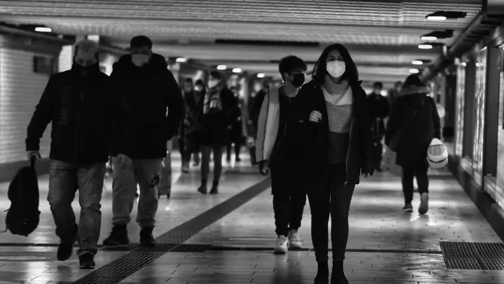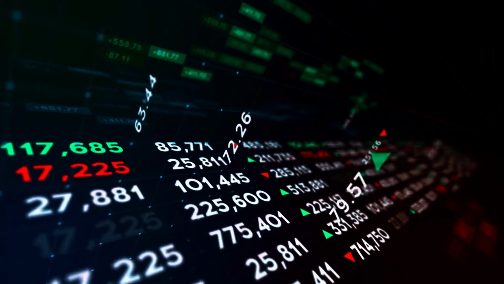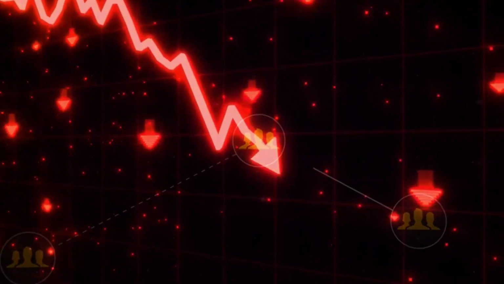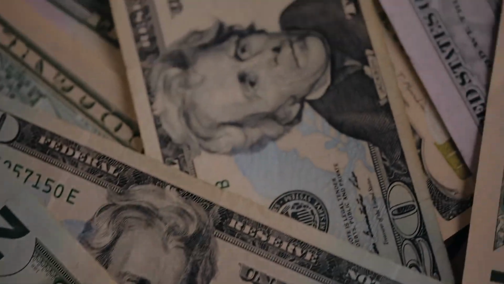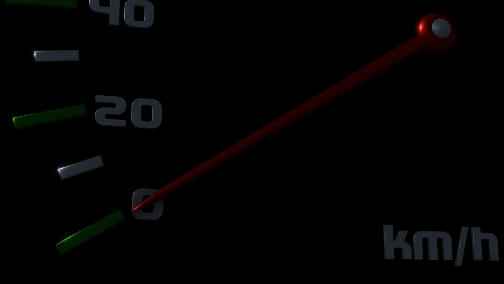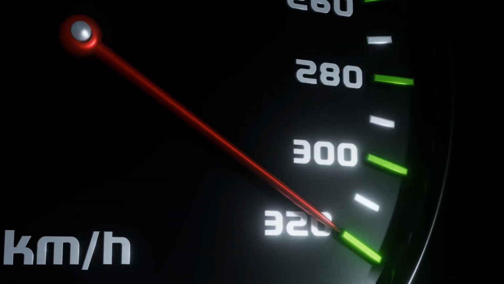In the spring of 2020, the world stopped. Fear gripped the markets. The global economy was staring into an abyss, and then the money came. Trillions of dollars unleashed by governments around the world in the single largest economic intervention in human history.